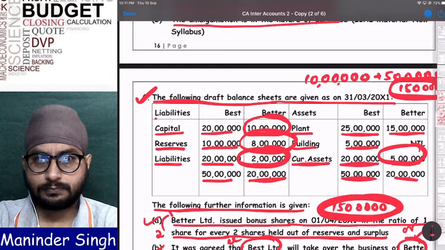Who will have a right to receive the capital and reserves? Shareholders, which shareholders? Equity shareholders, right? I should transfer capital and reserves to equity shareholders. That we'll see later on.